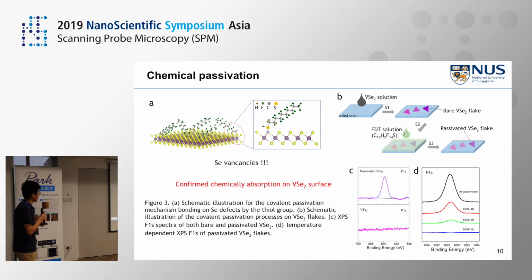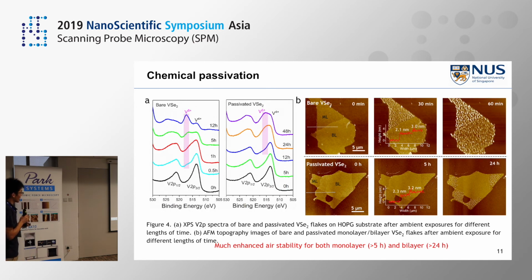Here is the simple passivation route, and we also use XPS to see that the molecule absorption is chemical absorption, not physical absorption. And here we use the XPS and AFM topography to monitor the passivation effect. You can see from the AFM, without the passivation, the monolayer degrades within 30 minutes, and the bilayer also degrades within 1 hour. But after passivation, the monolayer can survive for 5 hours, and the bilayer can survive more than 1 day. So this molecular passivation quite enhances the stability of our flake.